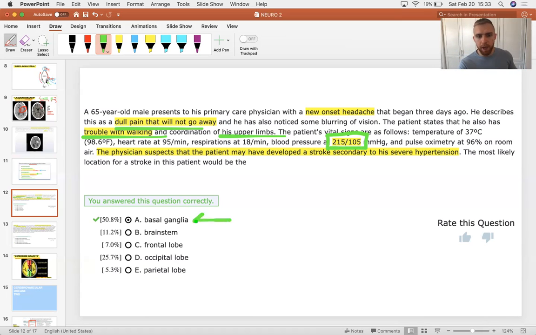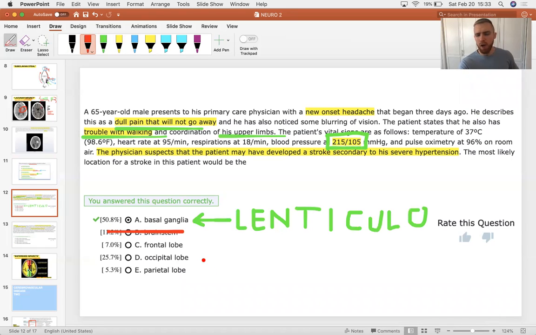The basal ganglia, again, also known as your lenticulostriate arteries, and that's because these arteries are so thin, they're perforating arteries. And we look at the other answer choices. The brainstem? No, this doesn't fit a brainstem stroke. You'd see a way different pattern of symptom involvement. You'd see crossed signs and symptoms there. Frontal lobe, well, the frontal lobe does do motor function, but the frontal lobe does other things besides just pure motor, so you'd see other signs and symptoms there. Occipital lobe, no, that does vision. Parietal lobe, no, not that either.